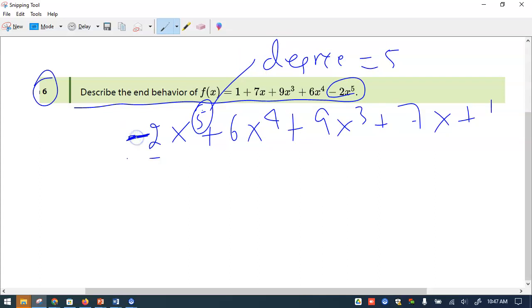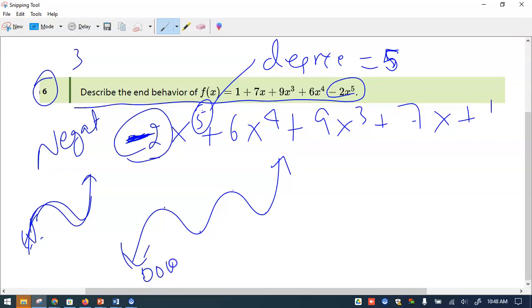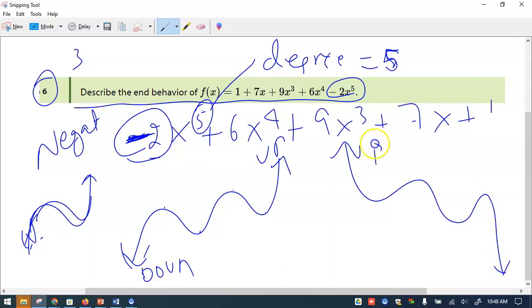But there's a minus 2, so the leading coefficient is negative. If it was 3, then the graph goes like this, right? But because it is 5, it will take 4 turns. See, 1, 2, 3, 4. So the behavior is almost the same as a cubic. But because it is minus, it does not start from down and go up, but it will go from up and something like this. See? So you start up and then go down.